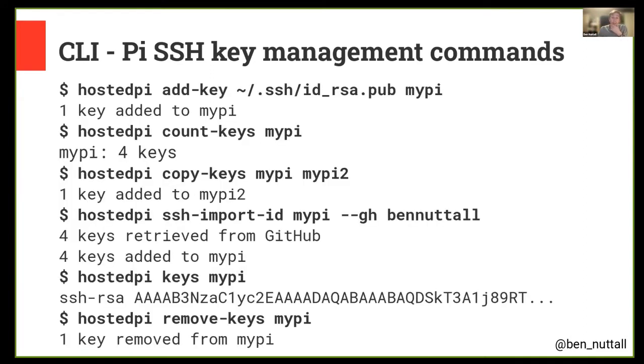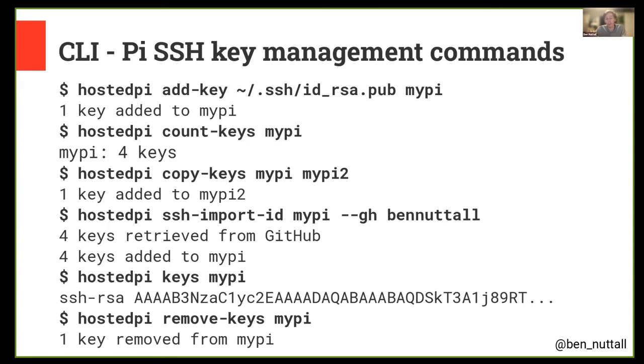So some examples here, we've got add key, and you provide it a path to a public key, and it will add the public key to the Pi. Count keys comes back with a number. Copy keys, and again, there's an alias for this, which is just cp. So I like to say hosted Pi cp piwheels to this other Pi. And it just means take all the keys that are currently on piwheels, that I've got access and Dave's got access, and copy all the same ones to this new Pi. ssh-import-id github Ben Nuttall. So it retrieved 4 keys from GitHub and added them to this Pi. And then list the keys, and remove keys can remove them as well.